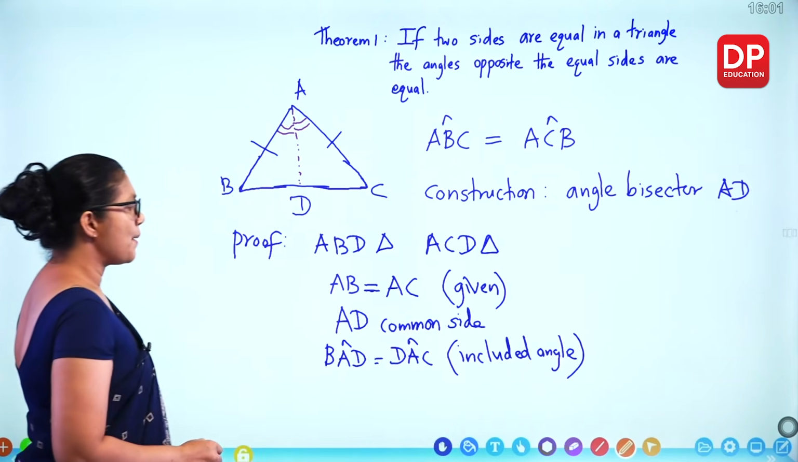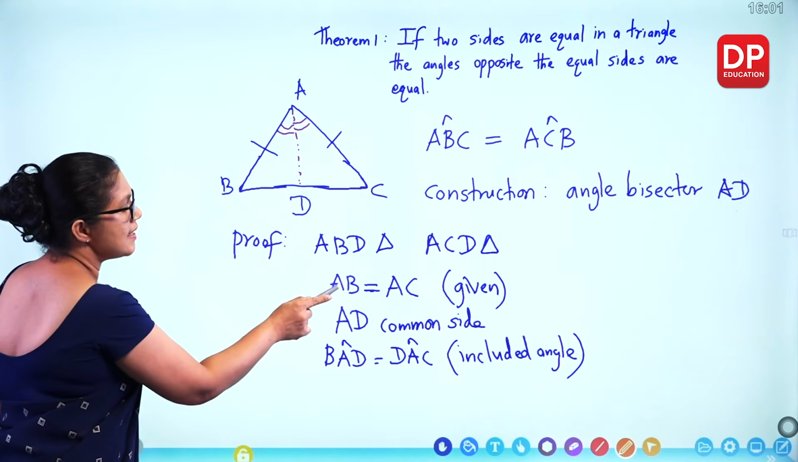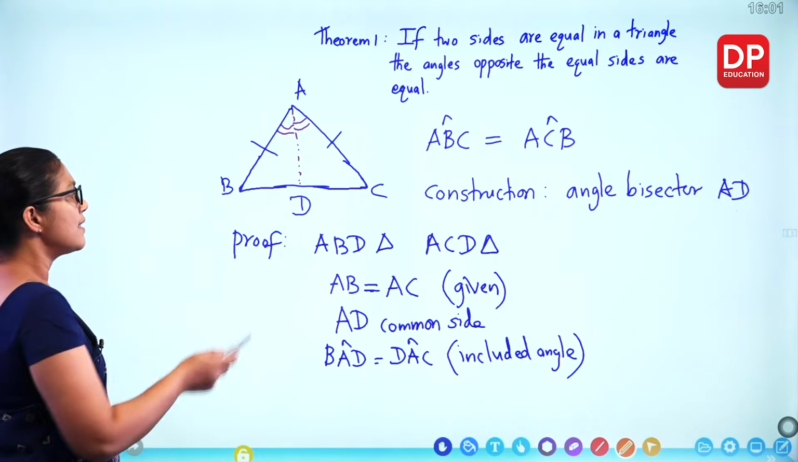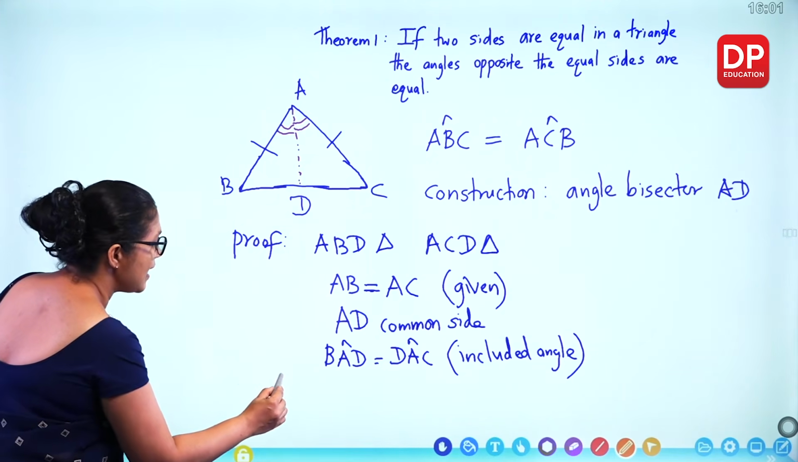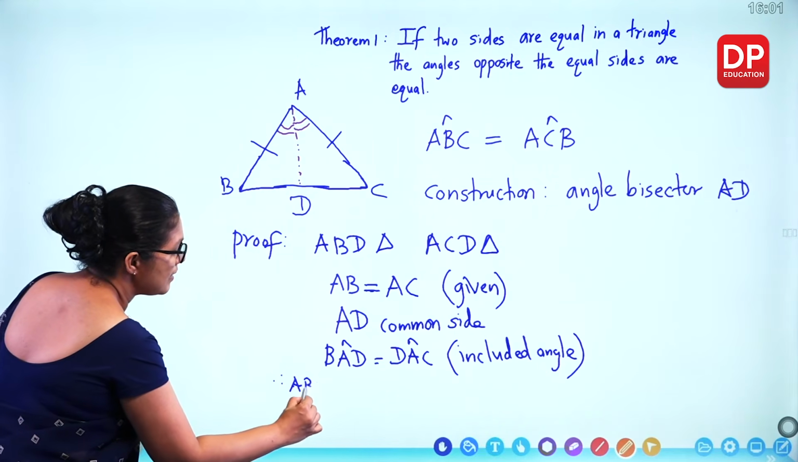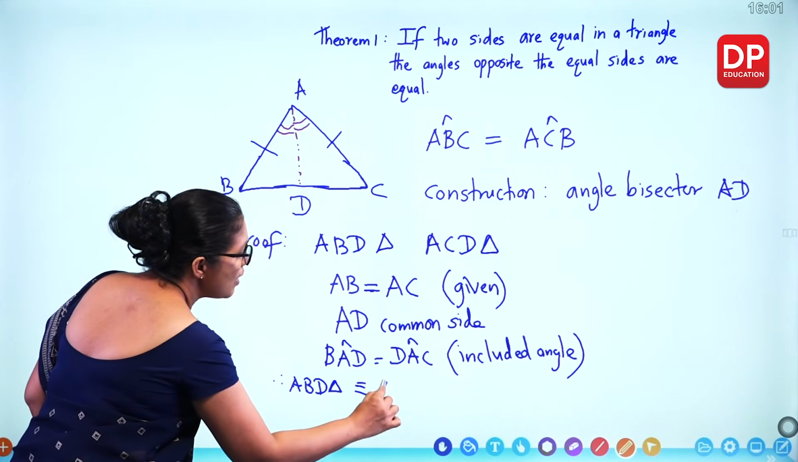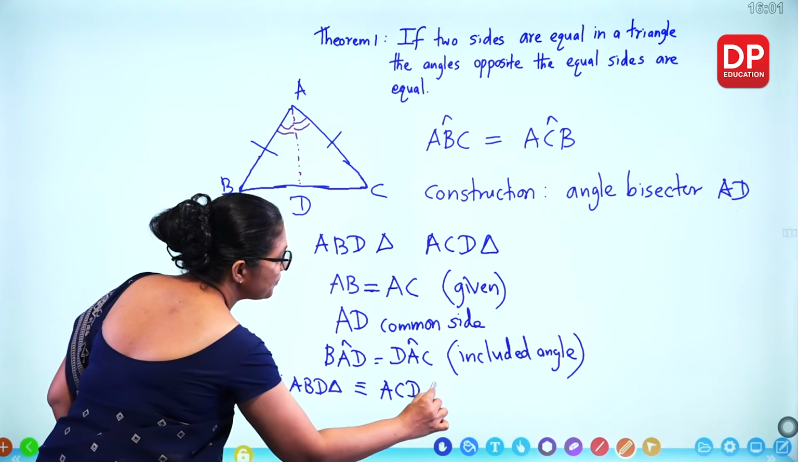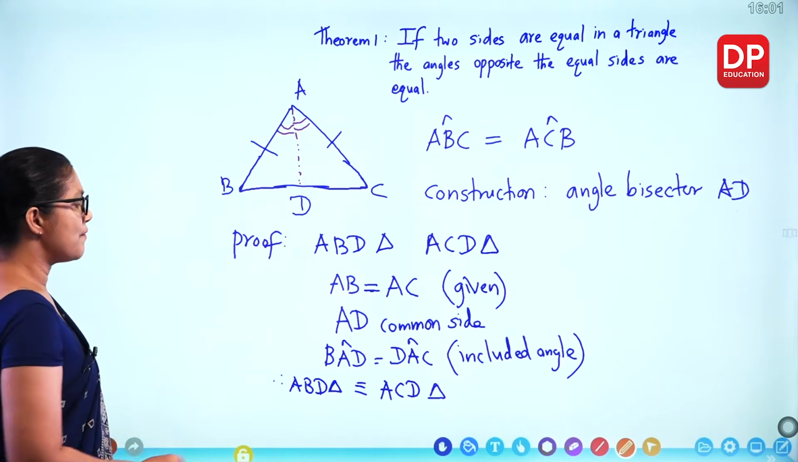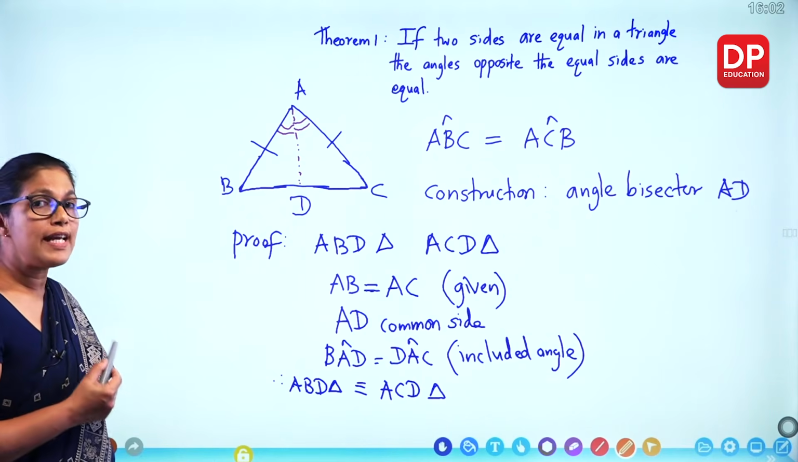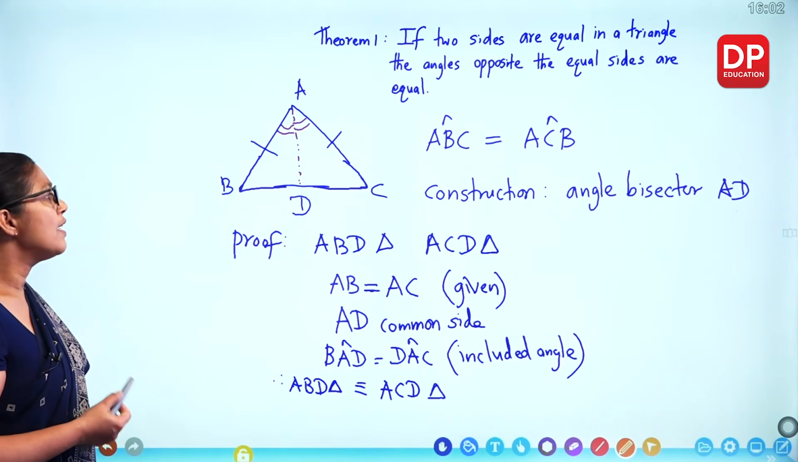So what can you say? According to this side, two sides and one angle given. So we can say ABD triangle is congruent to ACD triangle. So what happens if these two are congruent? Corresponding elements are also equal.